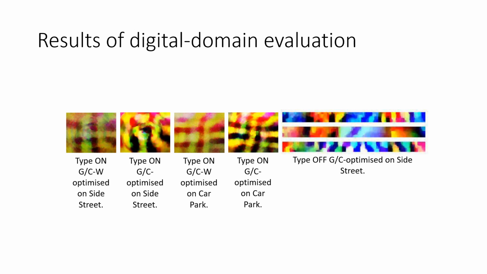Here are some patches that were optimized on two scenes of attack. Type on are A0 size patches that are to be placed on the roof of cars. Type off patches are three rectangle shaped patches to be placed off and around the cars. GC plus W are patches optimized with geometric, color space, and weather transformations applied. And GC are patches optimized with only geometric and color space transformations applied.